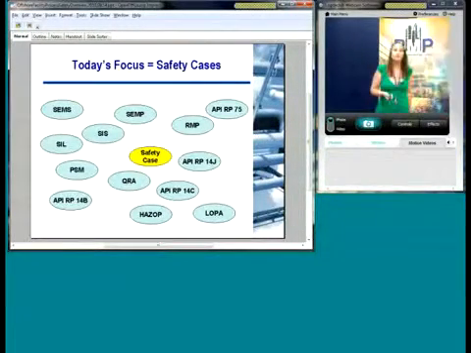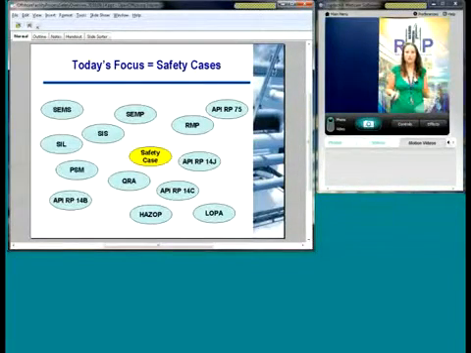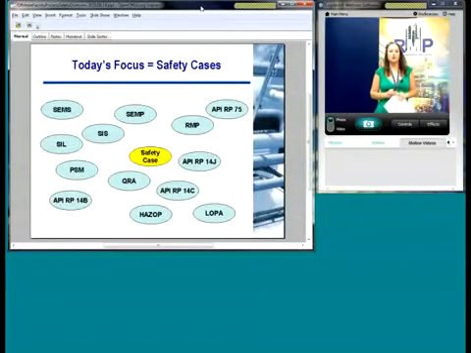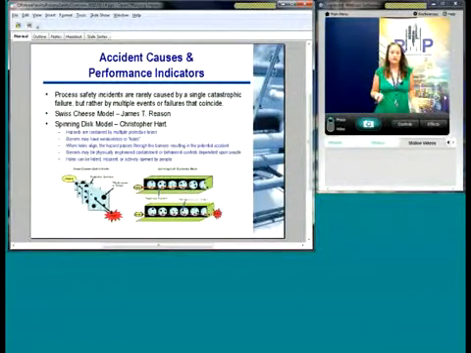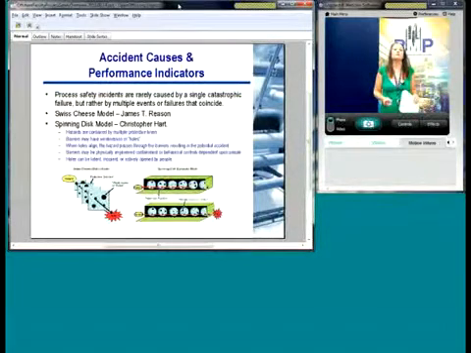Okay, so what I'm going to do is just do an introduction to the technical content. Basically, our presentation is going to highlight safety cases, what they are, and how you do a safety case, what the content is. I want to give you a little bit of introduction as to how we got there.